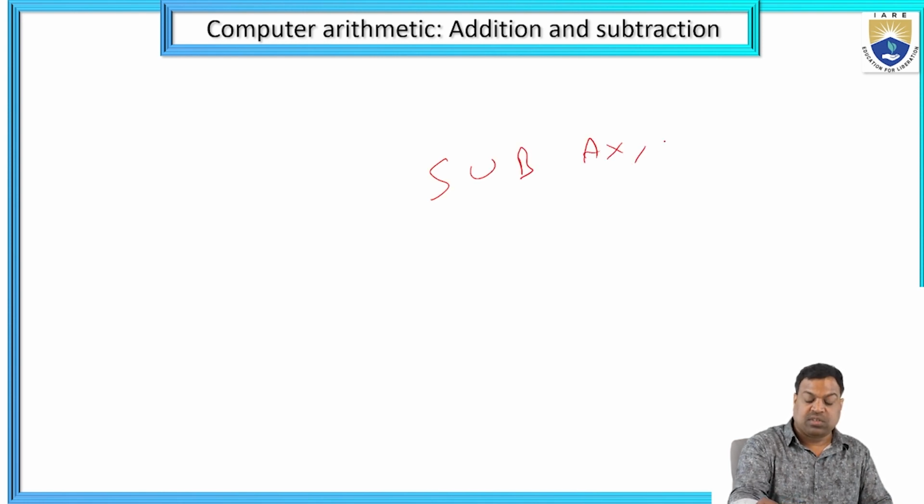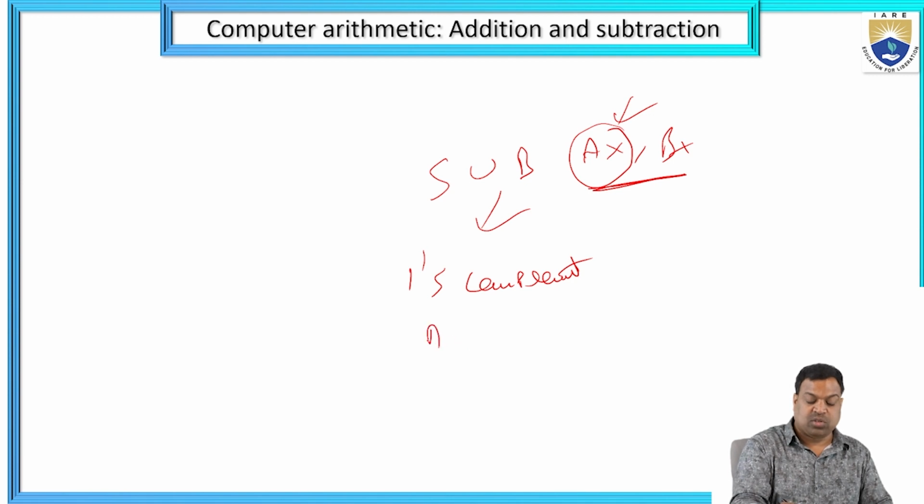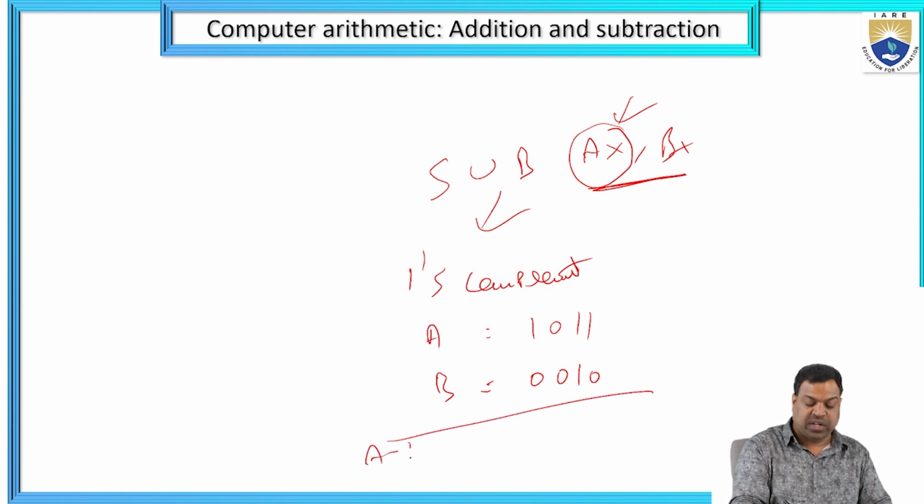Suppose I am taking SUB AX, BX. What is the meaning? Subtracting two registers, and the final result will be stored in AX. So for the subtraction, I have to go for the ones complement. Suppose A equal to 1011, B equal to 0010. So I'm going for A minus B.